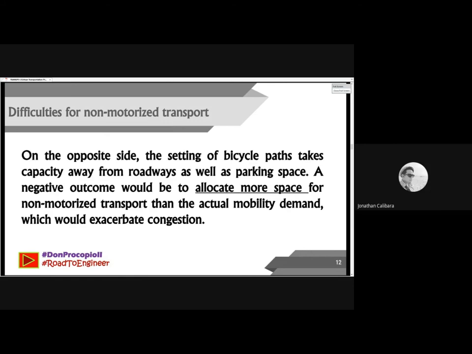slide data. On the opposite side, on setting bicycle paths takes capacity away from roadways as well as parking space. A negative outcome would be to allocate more space, so more space for non-motorized transport than the actual mobility demand, which would exacerbate congestion. Malalugay, nana mo na pros and cons. No more nga space ang needed kung mag-design pa magita o bicycle lanes or pedestrian nga mga pedestrians nga dalan para makumulit sa tanan, no?